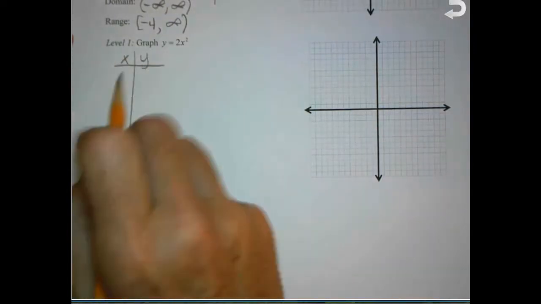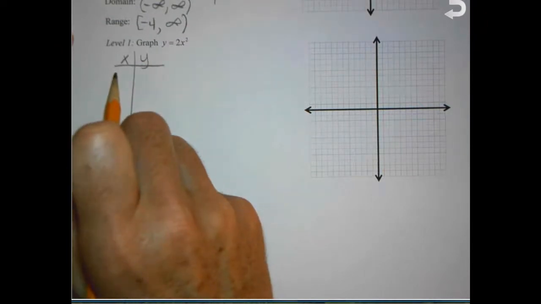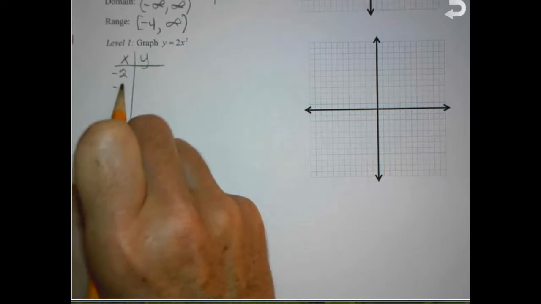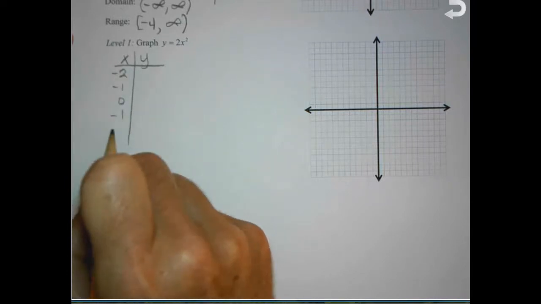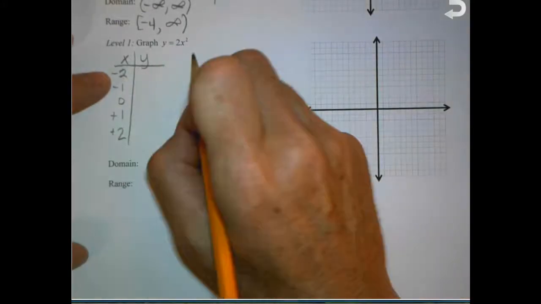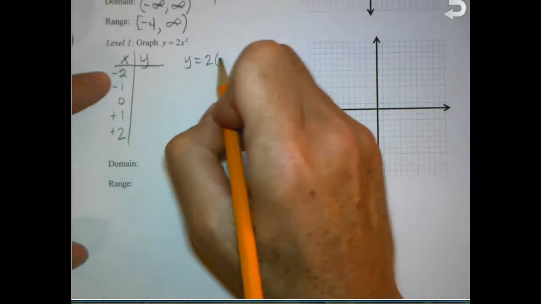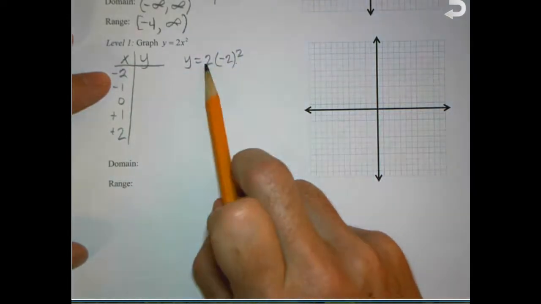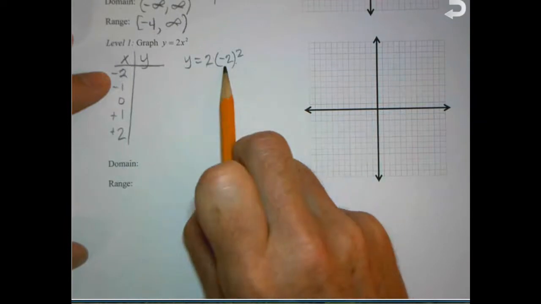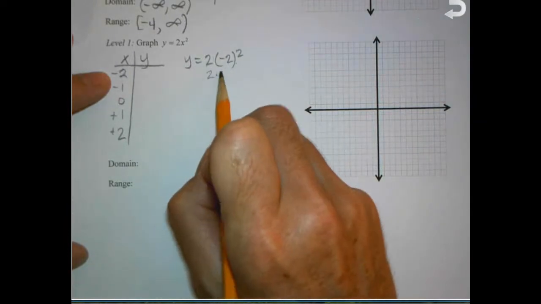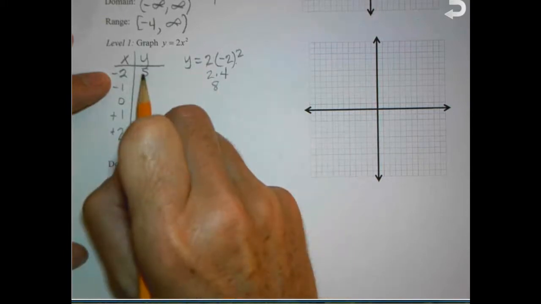I'm going to choose several values. I don't want to use a 3 this time because that's going to be off my graph. Negative 2, negative 1, 0, positive 1, positive 2. If I put in a negative 2, I have y equals 2 times negative 2 quantity squared. Remember, you have to square first before you can multiply. So if I square the negative 2, I get a positive 4. So I have 2 times 4, or 8 for the first one.